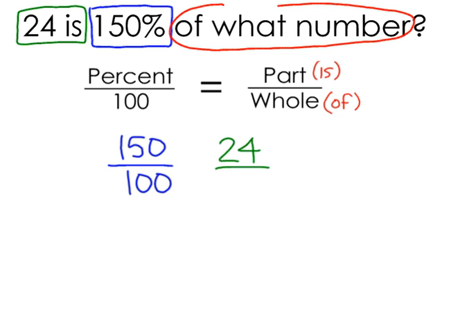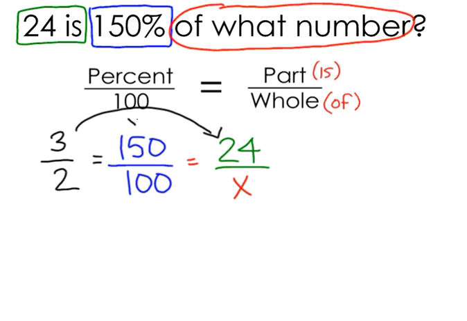I'm looking for the whole. That's the thing I don't know, so that's where my variable will go. And then just like before, we saw that if we simplify one of the two fractions, we can make the computations a lot easier. So if I divide by 50, I can simplify this down to 3/2. And then from there, I have a scale factor of 8. And 2 times 8 is 16, so I can say that 24 is 150% of 16.